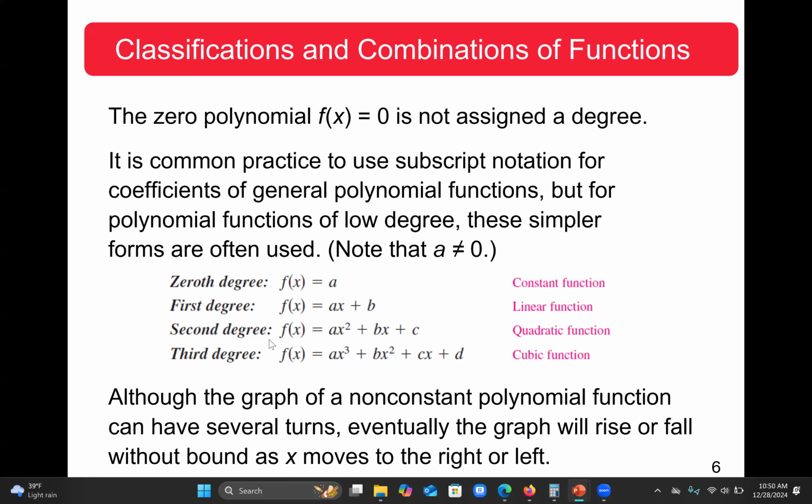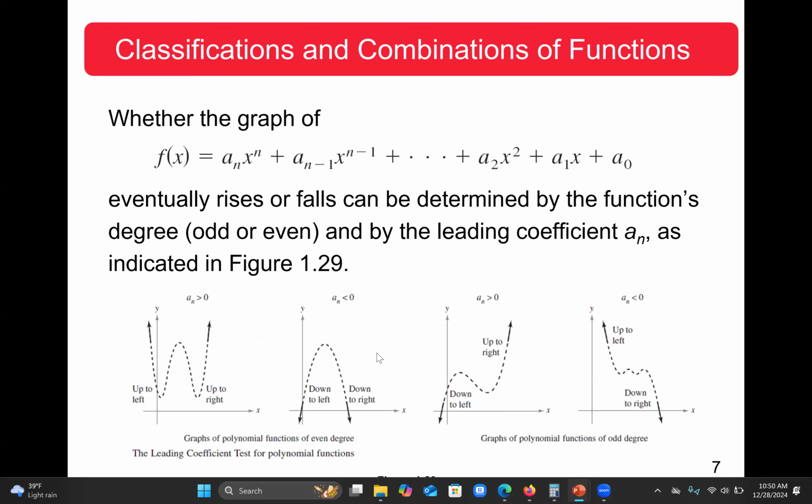The second degree gives us a quadratic function, for example ax squared plus bx plus c. Again, a, b, c are constant values. So a and b are the coefficients of x squared and x, and c is a constant value. Then we may have a third degree, which we call the cubic function, ax cubed plus bx squared plus cx plus d. This is very common, and we use it a lot in college algebra.